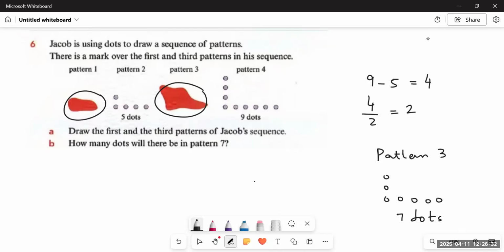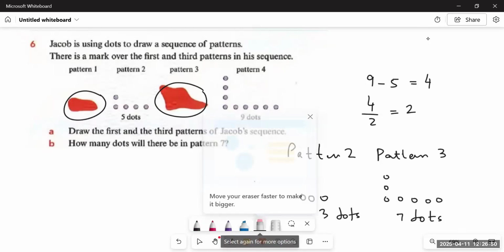And similarly, we have to do the same for pattern number 1. If in pattern number 2, there are 5 dots, so in pattern number 1, there would be 5 minus 2, that is only 1, 2, 3 dots. That's it. So you see, in pattern number 1, we will have 3 dots.